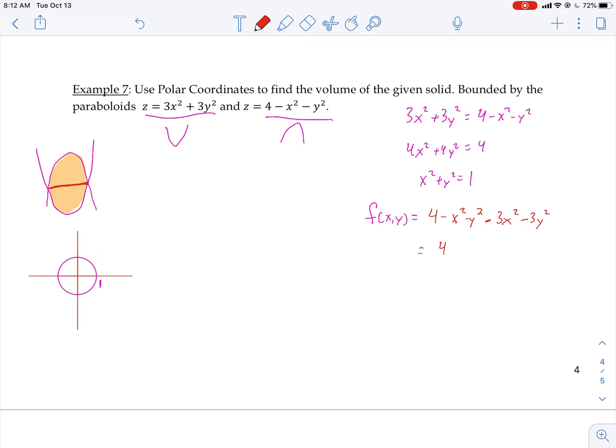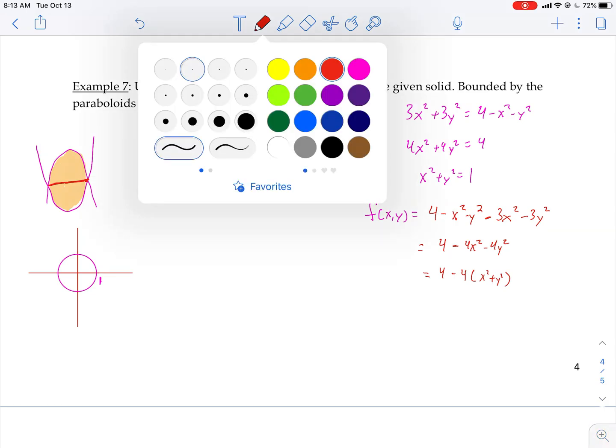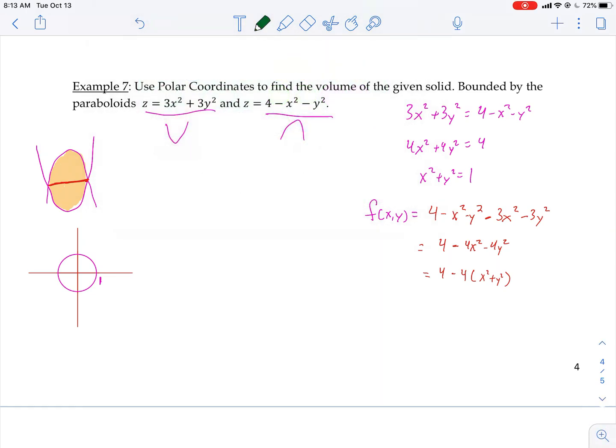That will give me 4 minus 4x squared minus 4y squared. I'll do it this way. I don't need to pull out a 4. So 4 minus 4 times x squared plus y squared. Now I can change that to polar coordinates, and we'll do that. So now let's go ahead and do the integral, the region, and everything.